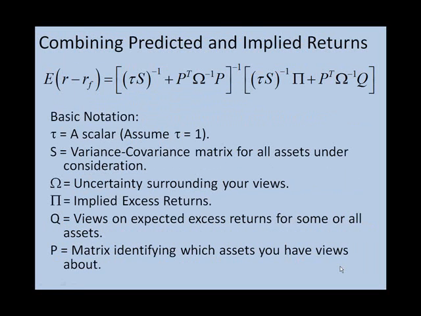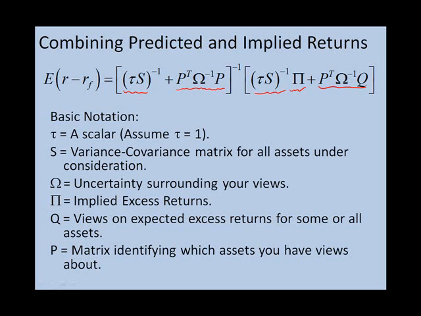Here is the formal equation for the Black-Litterman model. Expected excess returns are equal to the inverse of tau times S plus P transpose times omega inverse times P, and all of that is then to the power minus 1, so it's the inverse, and that is multiplied by the inverse of tau times S multiplied by pi plus P transpose times omega inverse times Q. Long formula, looks very complicated. What we're going to do in this class is simplify this formula.